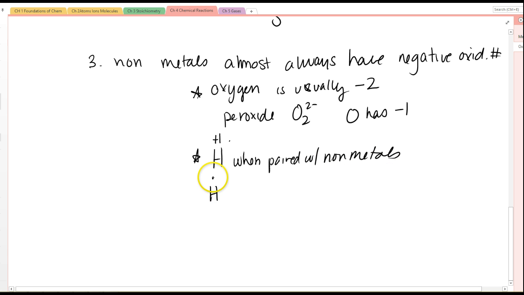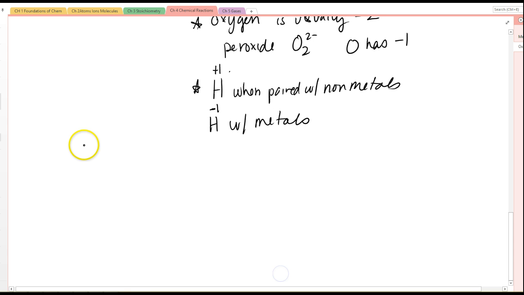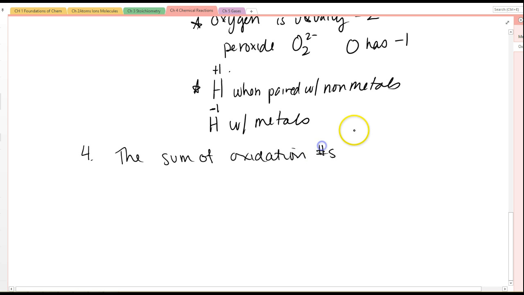And it will have a -1 oxidation state with metals. So those you need to be aware of. The final rule is that the sum of the oxidation numbers in a neutral compound has to be 0.